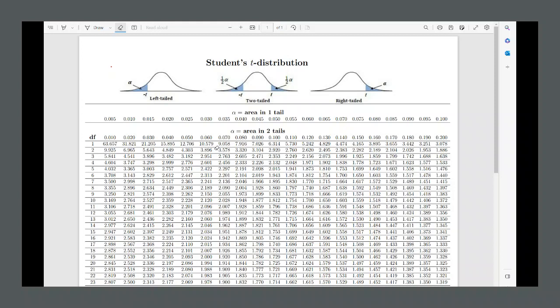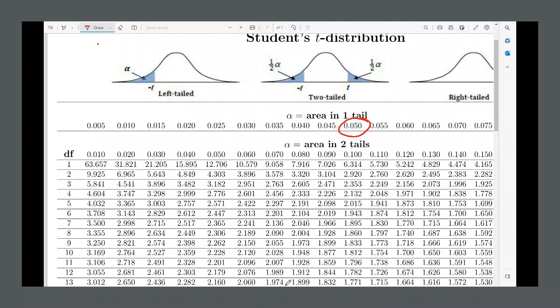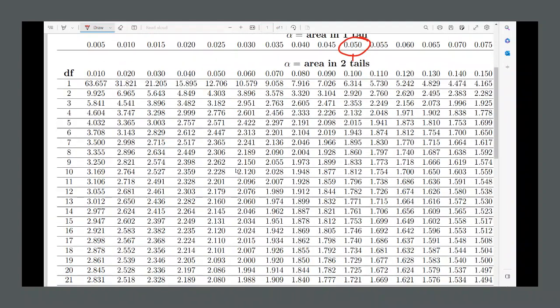So there's our t-table. The top row is where you select your tail size, and the leftmost column is where you select the degrees of freedom. So the tail size we're looking for is 0.05, which is right here. And we want to match that up with 19 degrees of freedom. So we know what column we're in, then we look for 19 degrees of freedom. That tells us what row we have to be in. And that gives us our critical t-value, which is 1.729.